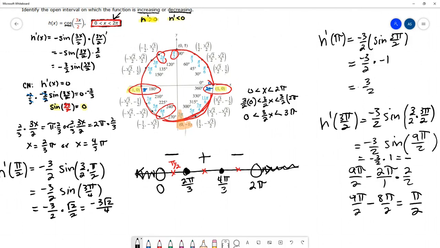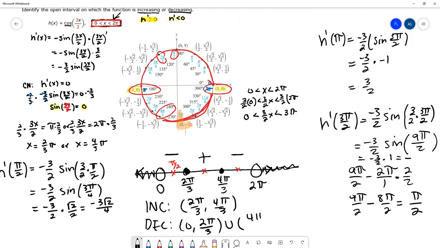So we're going to answer that this function is increasing on the interval where the derivative is positive. That's 2 pi over 3 to 4 pi over 3. And decreasing from 0 to 2 pi over 3. So this is where the derivative is negative. And also 4 pi over 3 to 2 pi.